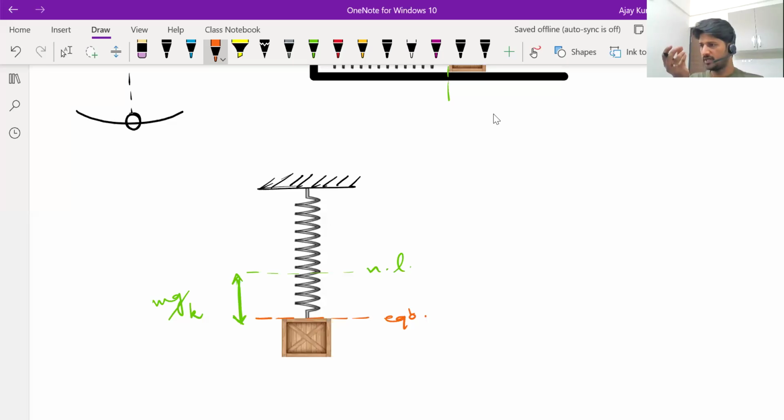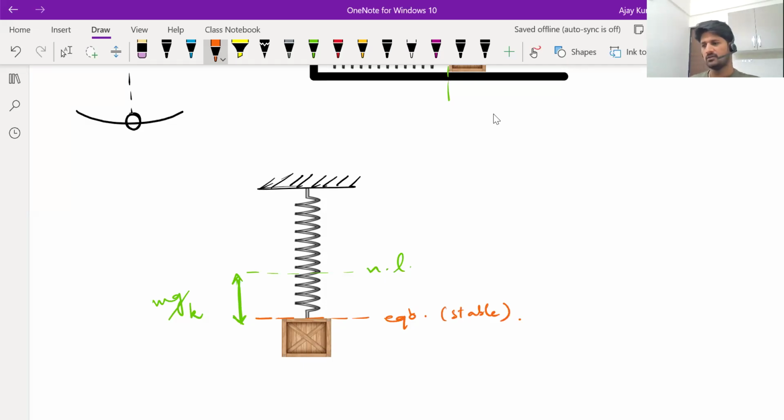Now what happens if you pull it slightly below equilibrium? Spring force will dominate and it will pull it back up. If you lift it above equilibrium, spring force will be too less, gravity will dominate, and it will bring it back down. So it will oscillate around that position. That kind of equilibrium is called stable equilibrium.